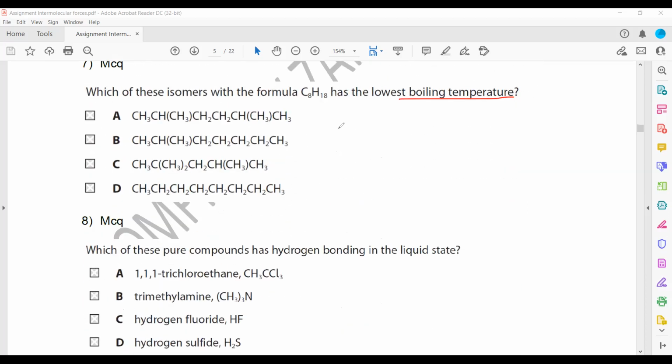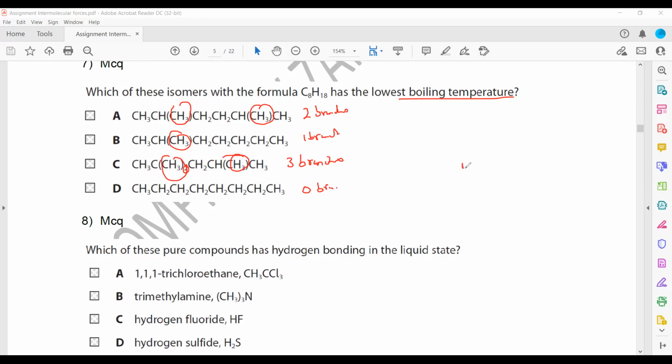So when we check, if I draw the structure of A, basically when this is written, this is a branch and this is also a branch here. So two branches. When we check this CH3, and bracket 2 is there, so two branches here and three. So this is having three branches. This was having two branches. This is having one branch. And this is having zero branch.